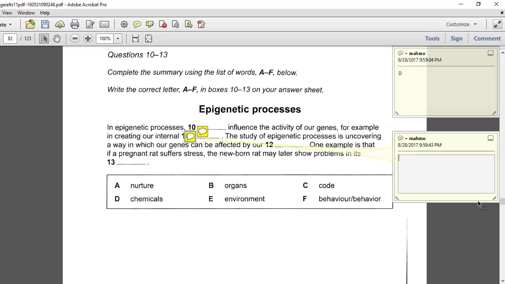So the answer is B. Again, I have to remind you, if you write the answer organs, you lose the mark, you lose the grade. What is the answer here? It's organs, or B.